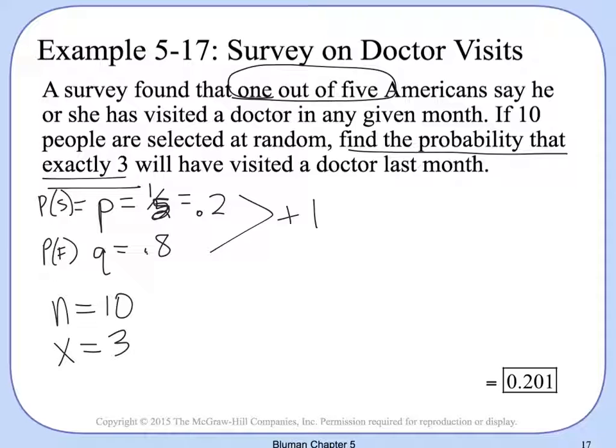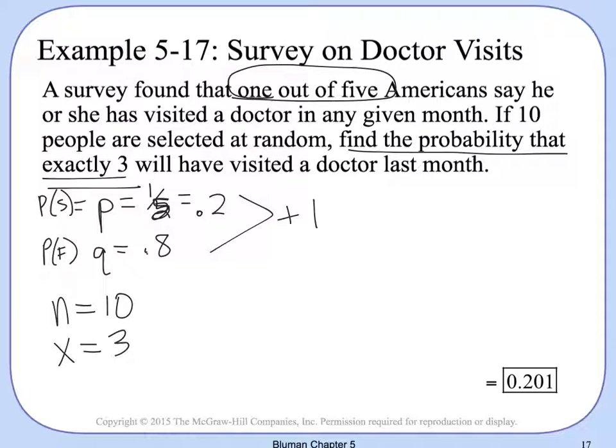Okay? That's what we're trying to find. That X is 3. So X is our number of outcomes. So, like I said, you have to go to binomial PDF. And if you have the newer calculators, you'll type these in where they say. If you have an older calculator, you got to follow the order of what I said.